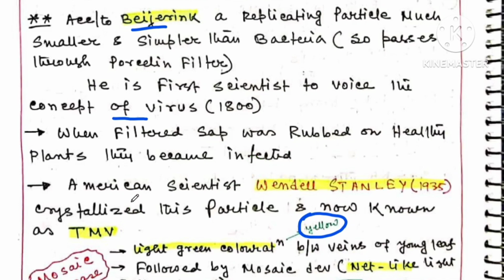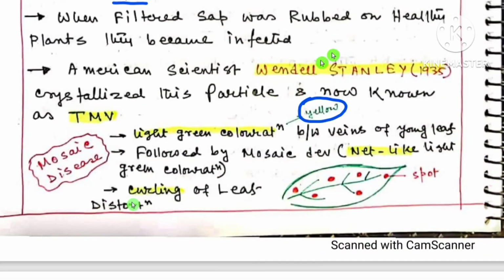Another scientist, the American scientist Wendell Stanley, in 1935 crystallized this particle, now known as tobacco mosaic virus. This is very important from an examination point of view. Who first crystallized tobacco mosaic virus? Wendell Stanley first crystallized this tobacco mosaic virus.